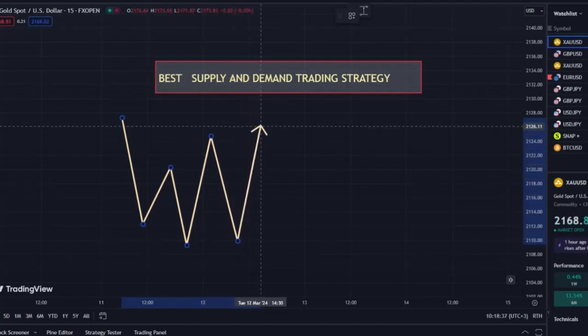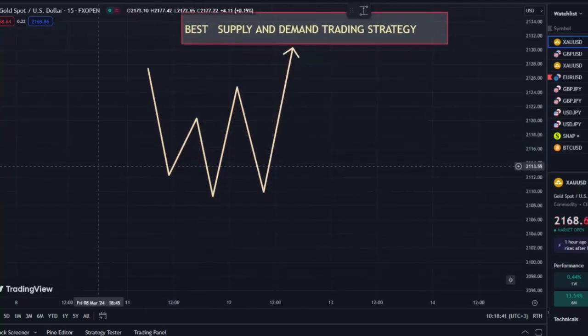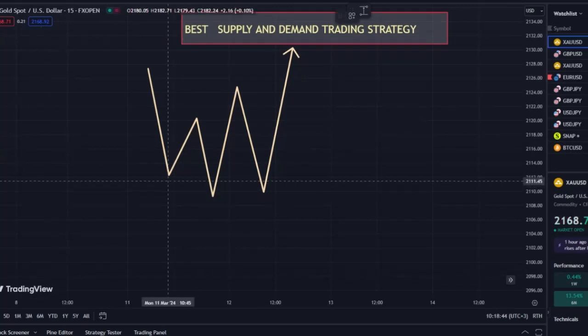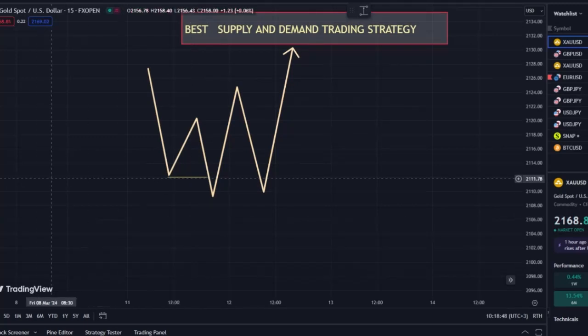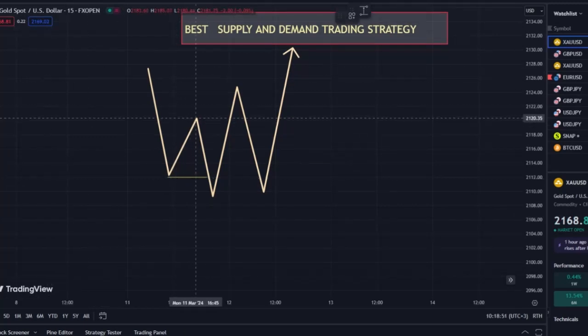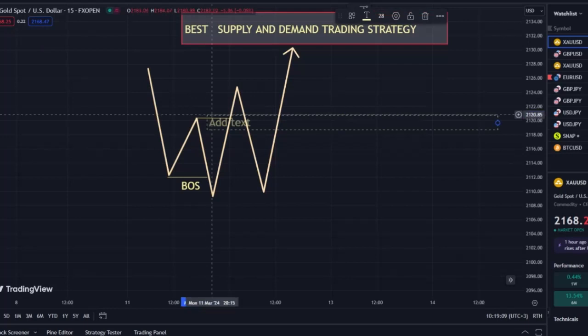Here we can see price was in a downtrend. It is breaking structure to the downside, and later on price broke the previous lower high. We have to first mark the break of structure. We say price broke structure here, and then later on price showed a reversal. So this is a change of character. Change of character means that price has reversed. It was in a downtrend, now it is looking to go to the upside.